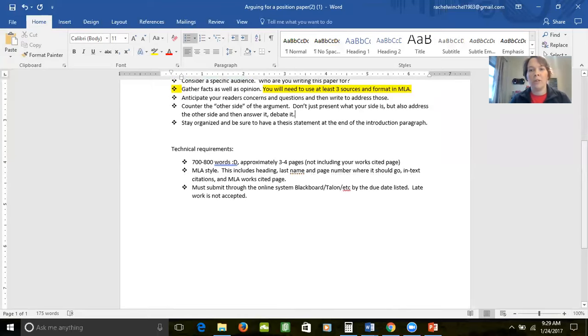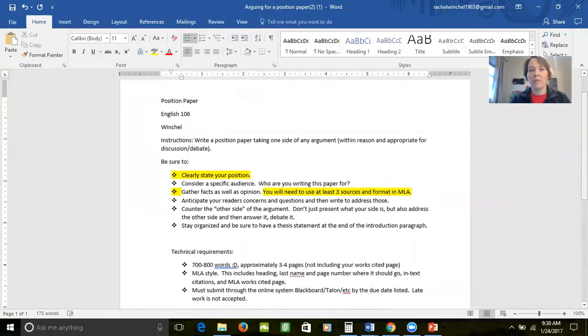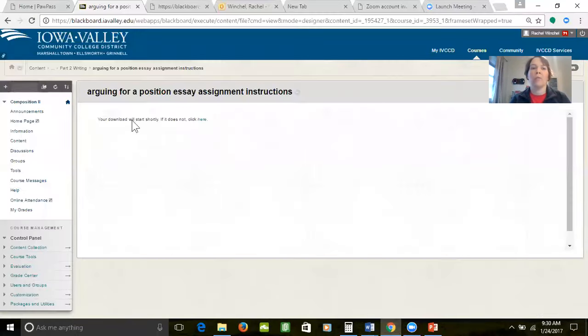So we want to make sure that our paper is 3 to 4 pages. That doesn't include the works cited page. It is double spaced. It's 12-point font. It's like all of your basics. You're going to have a heading in the upper left corner, and you're going to submit it in Talon by the due date.